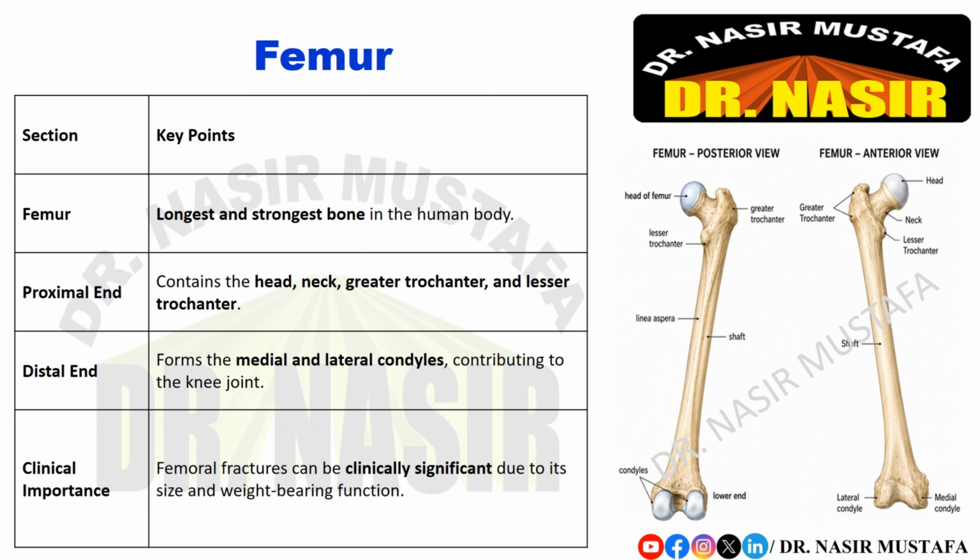Femur. The femur is the longest and strongest bone in the human body. Its proximal end contains the head and neck, followed by the greater and lesser trochanters. Distally, the femur forms the medial and lateral condyles, which participate in the formation of the knee joint. Because of its large size and weight-bearing function, fractures of the femur can be clinically significant.